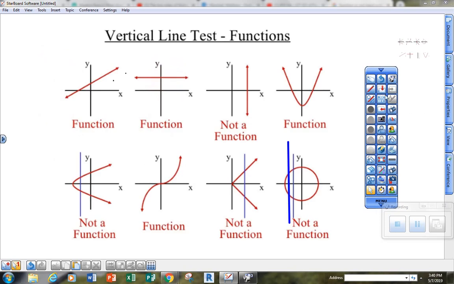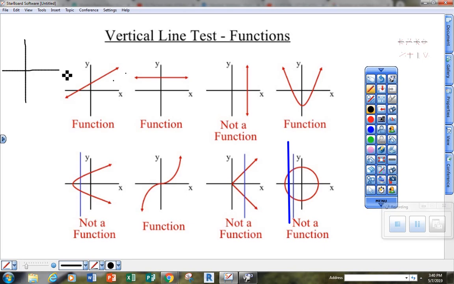So just sketch a little graph on your paper, maybe like this. Quick sketch like that. And if I drew a line like this, that would be a function that would pass the vertical line test. If I sketch one like this, that would fail the vertical line test. Touch it in 2 places, fail.